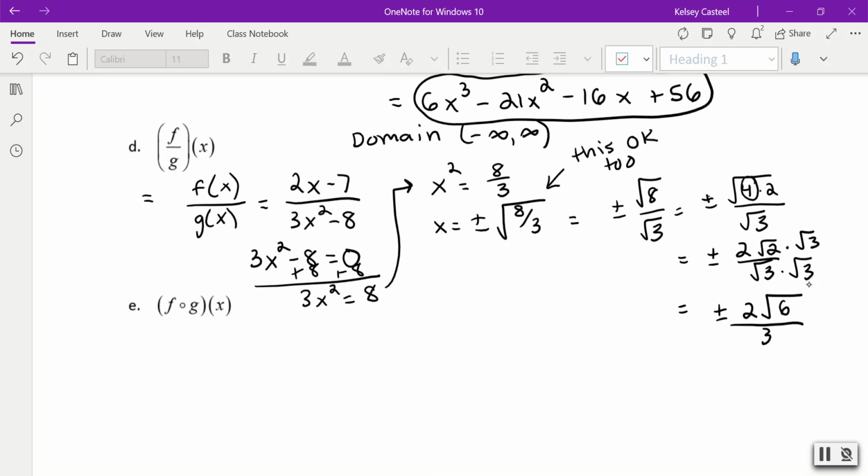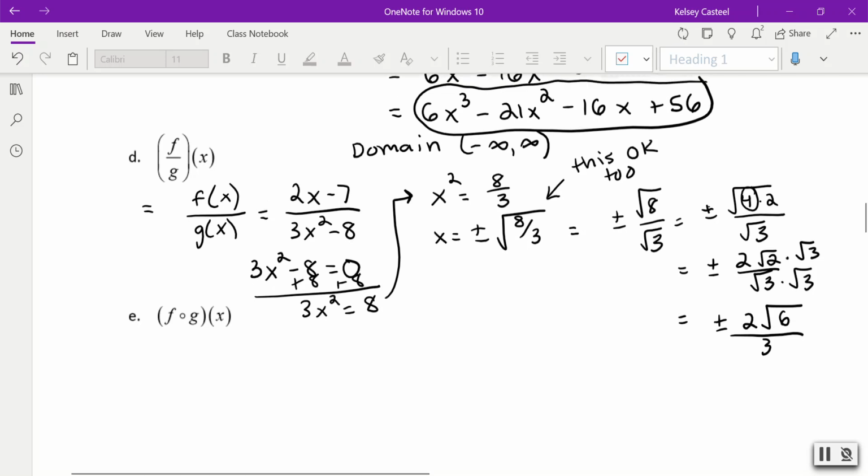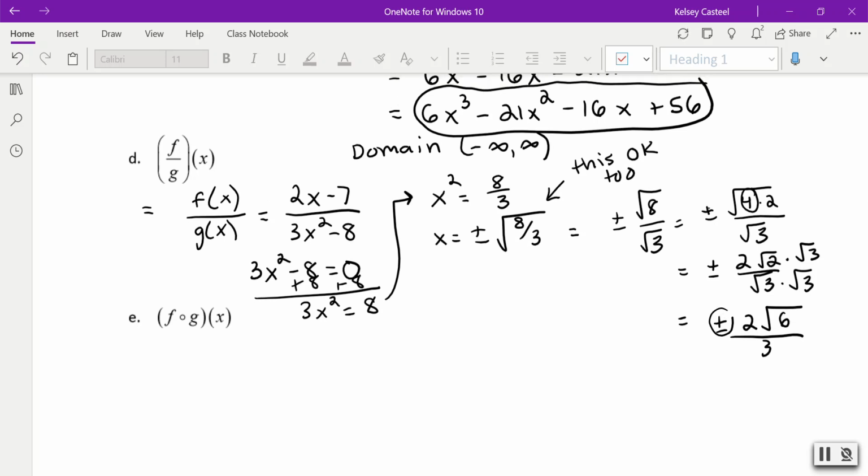Just to be formal, I'll go ahead and go with the rationalized simplified version. So there are two values that we can't use. We have the positive 2 square root of 6 over 3, and we have the negative 2 square root of 6 over 3. Those are the only two numbers that are going to cause a problem. Every other number is okay.